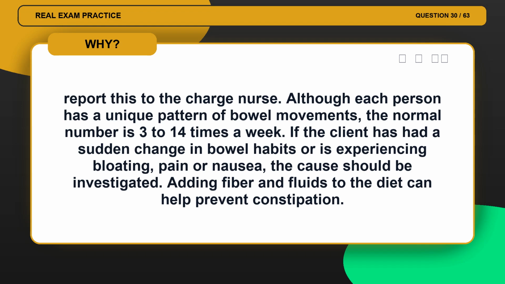Report this to the charge nurse. Although each person has a unique pattern of bowel movements, the normal number is 3 to 14 times a week. If the client has had a sudden change in bowel habits or is experiencing bloating, pain or nausea, the cause should be investigated. Adding fiber and fluids to the diet can help prevent constipation.